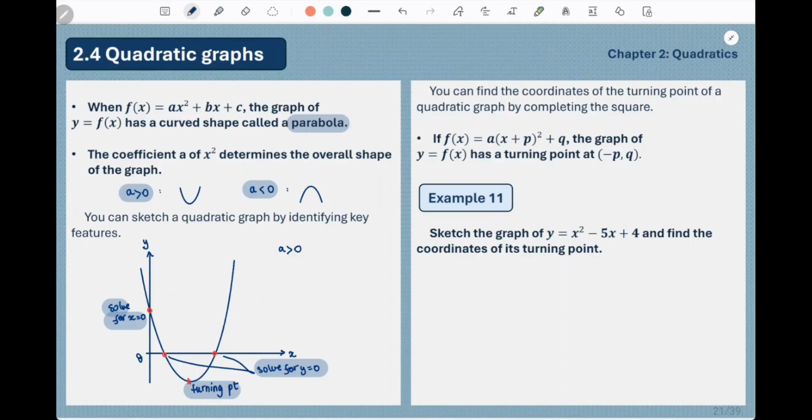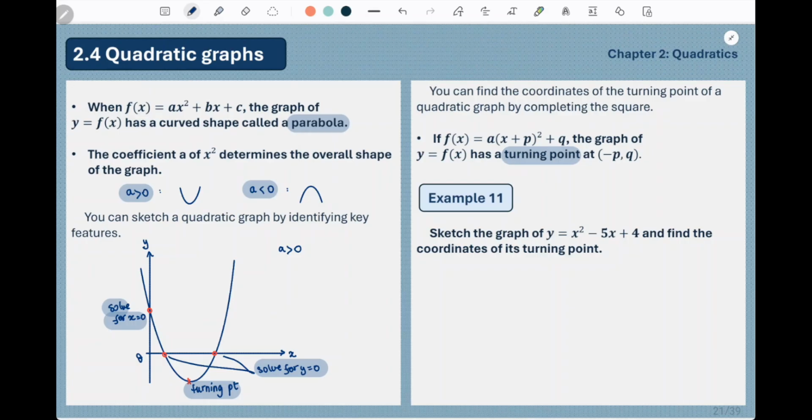These are the terms that we'll be using, and also the ways we're going to be plotting graphs from now onward. For the turning point, I will devise a strategy on how to find it in the upcoming example, which is example 11. One more thing to notice is that for the turning point, as I said earlier, there is a formula we can use, which is completing the square of the function. If you complete the square, you can directly derive the turning point, and it will be minus p and k in this case.